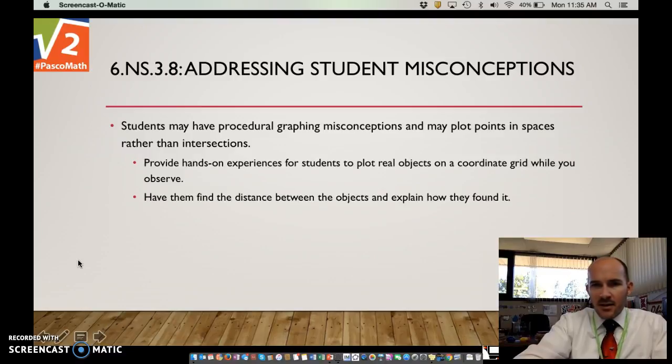those objects. And so if they're struggling because they didn't plot and it's hard to count, show, well, that's why we graph on the intersections and not in between those spaces, and really emphasize that point with them. So again, you need to be able to listen to the student thinking and then respond to it for sure.